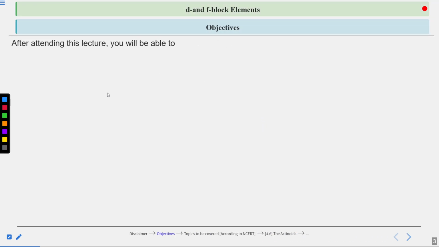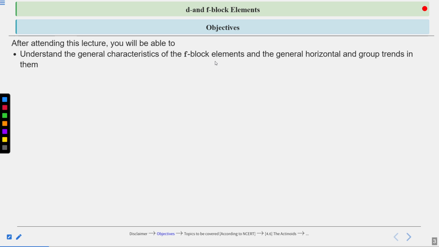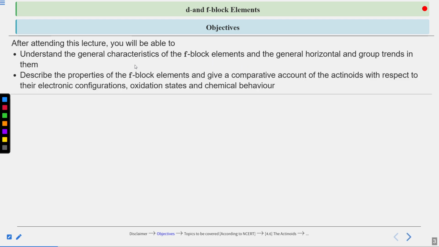The objective of today's lecture: after attending this lecture you will be able to understand the general characteristics of F block elements and the general horizontal and group trends in them. You will be able to describe the properties of F block elements and give a comparative account of actinoids with respect to their electronic configurations, oxidation states, and chemical behavior.